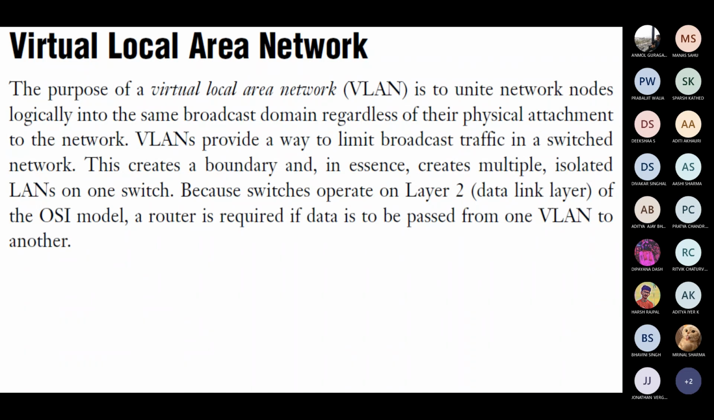And next, this creates a boundary and in a sense creates multiple isolated LANs on one switch. So it is possible for us to create a boundary which creates multiple isolated LANs on one switch. We will have all these things on one switch because switches operate on layer 2, that is the data link layer of the OSI model. I think all of you know about the OSI model. We will deal with the OSI model in the coming slides.